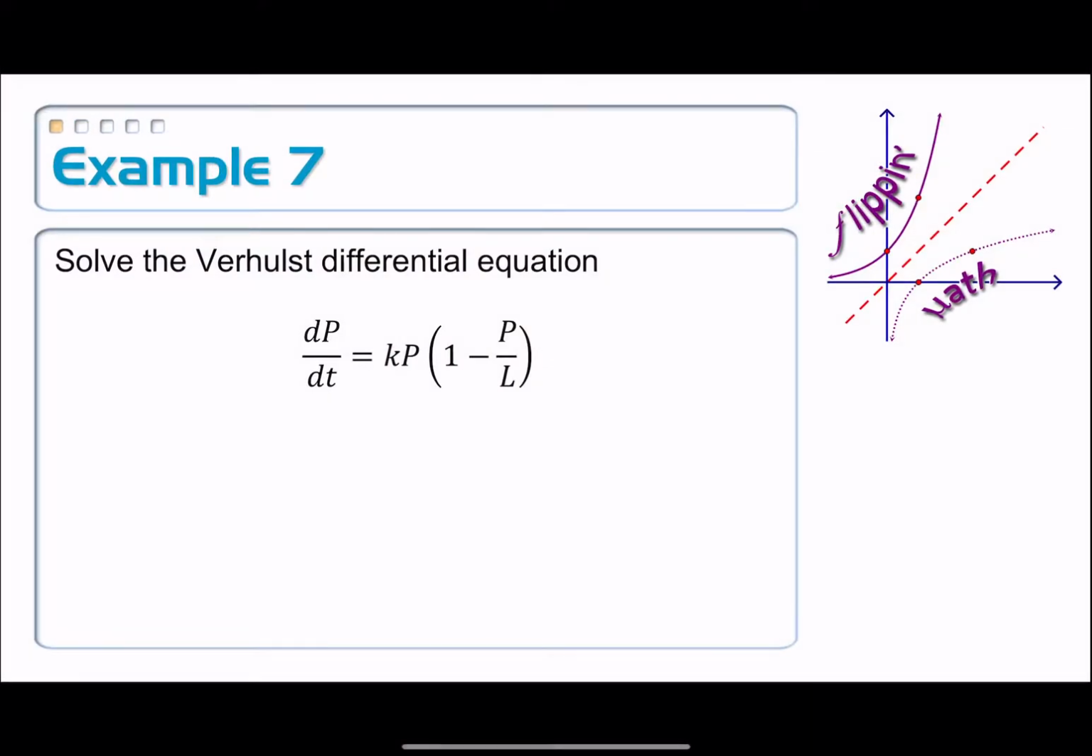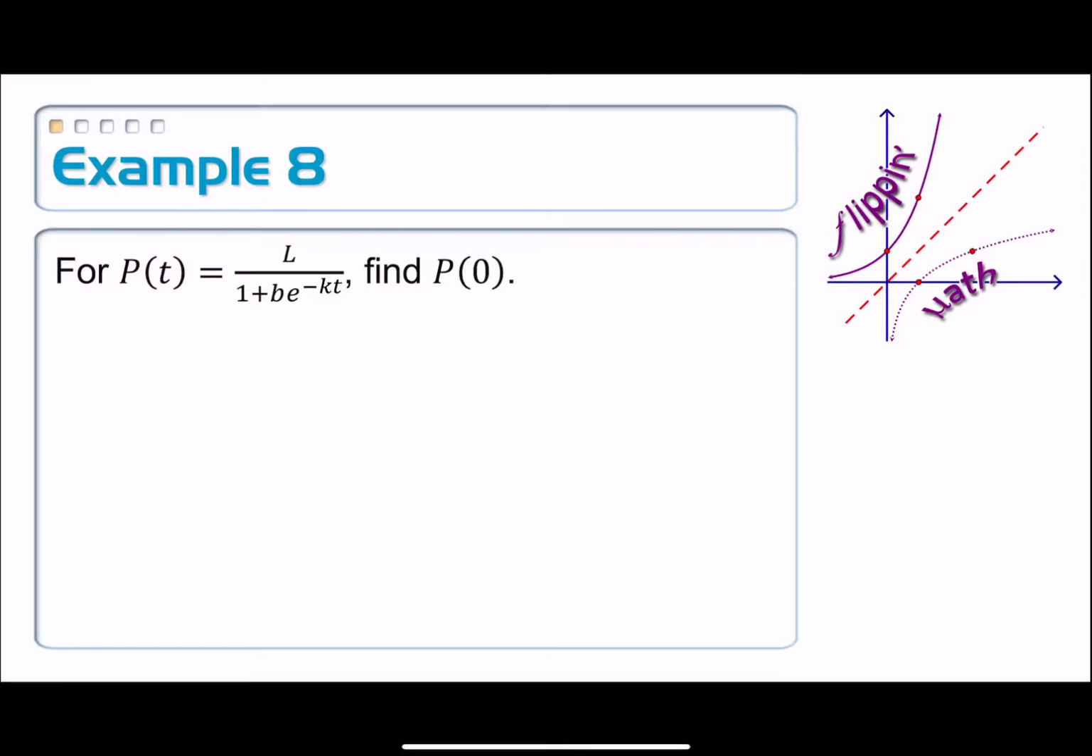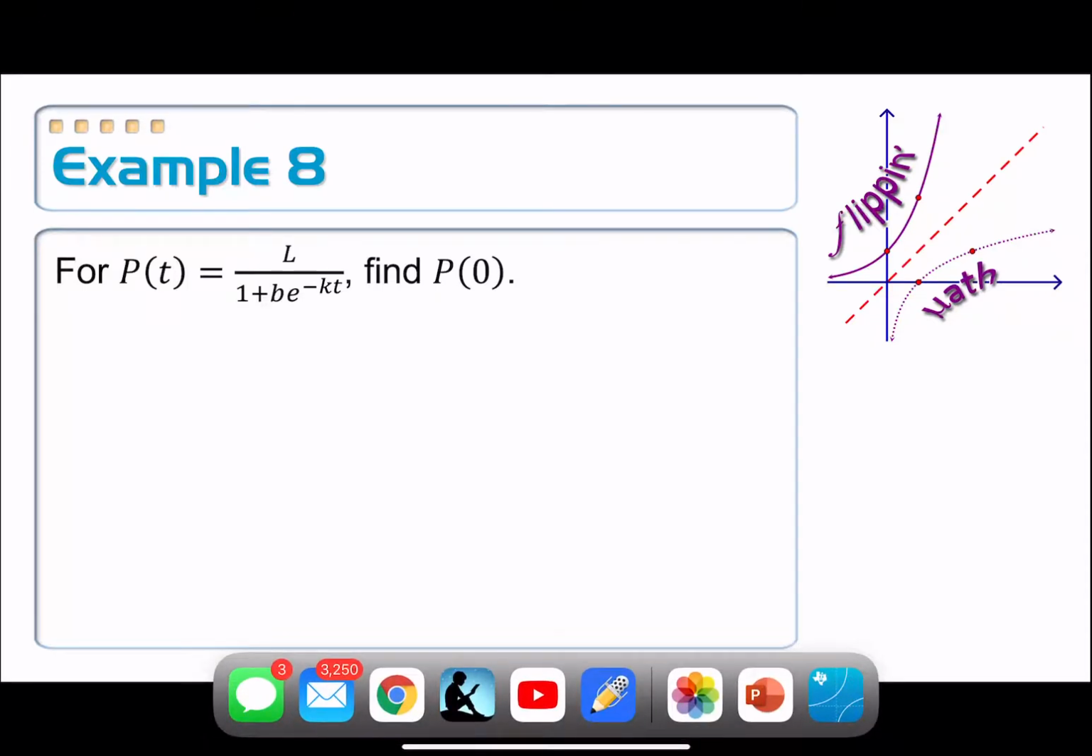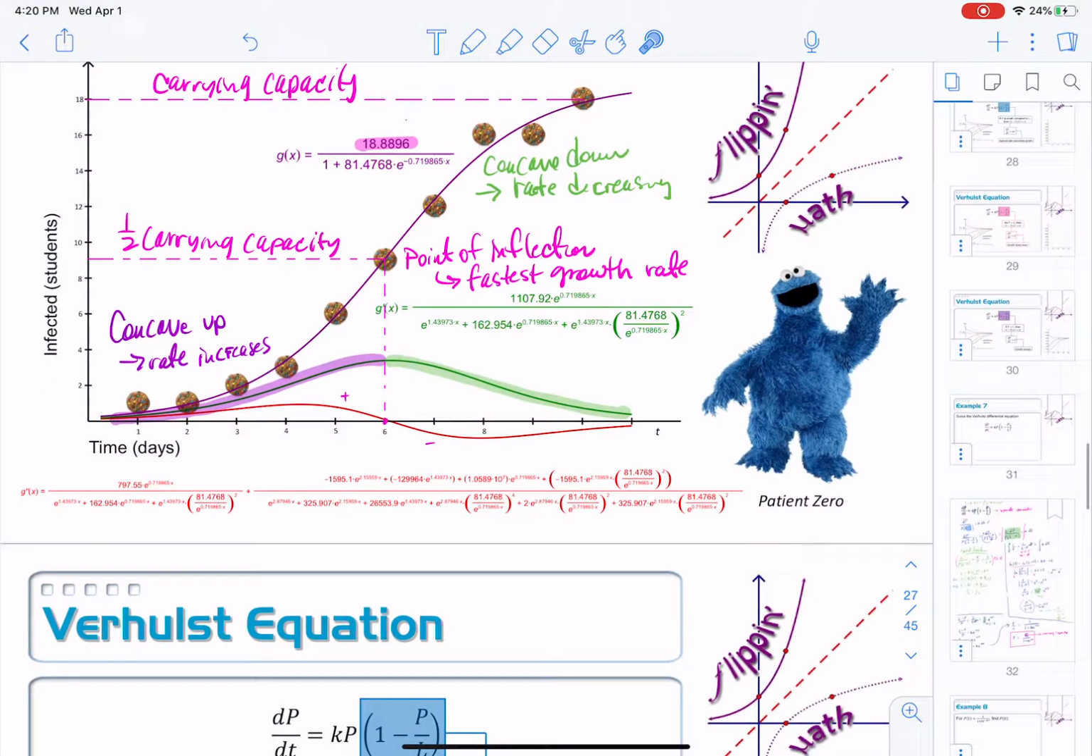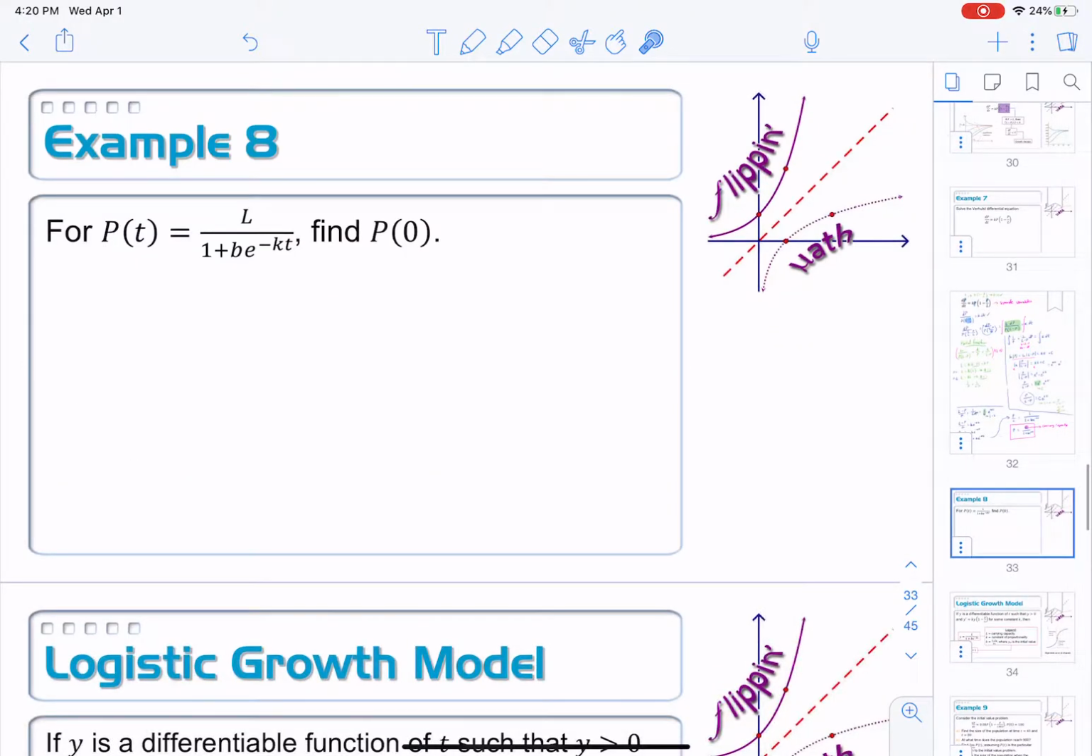All right, so the next question is: for P of t equaling L over 1 plus b e to the negative kt, find P of 0. In other words, we want to find when time equals 0, the initial population, what happens? We did something similar with the exponential growth model. We're going to do it with this logistic model and again see what happens. That would be this one right here.